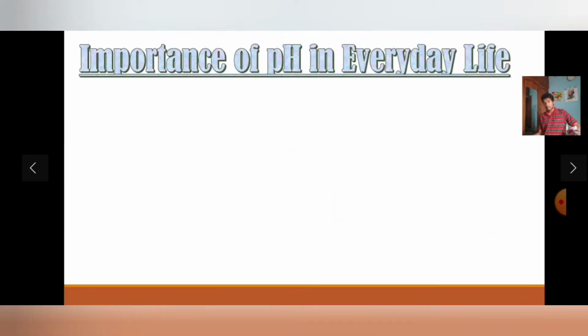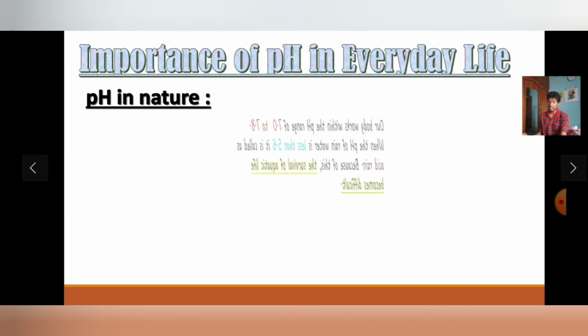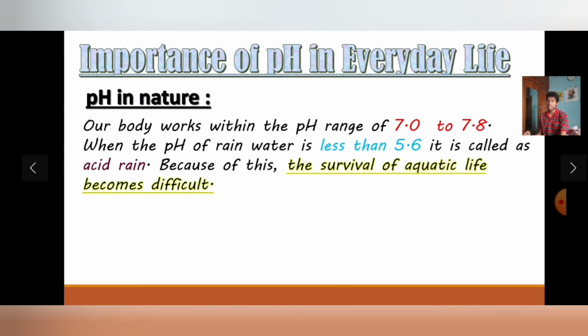So, the importance of pH in everyday life. How pH plays a role in this world, in everyday life. Our body works within the pH range of 7 to 7.8. Our body functions in this pH range. If it deviates from this pH range, it affects our health and can cause death sometimes. So the range of 7 to 7.8 is said to be an ideal pH of the body.